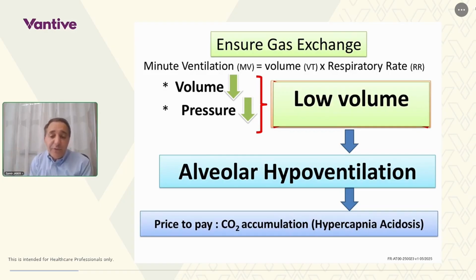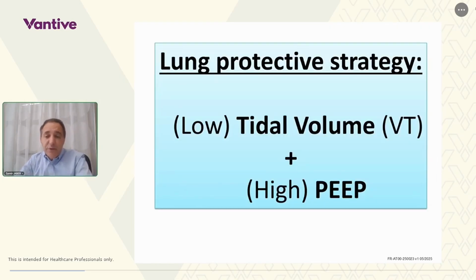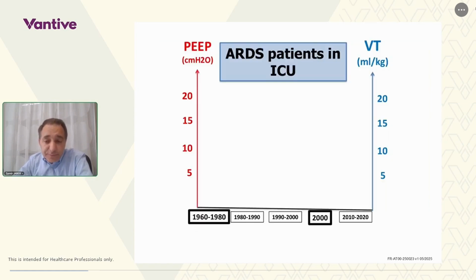Then the concept of permissive hypercapnia was developed in 1975 and the 80s, initially with asthma patients and afterwards in ARDS patients, and then the acidosis and hypercapnia. Now we should limit it. So what can we do? Lung protective ventilation, as you know, is the association of low or limited tidal volume with high PEEP to avoid alveolar derecruitment.